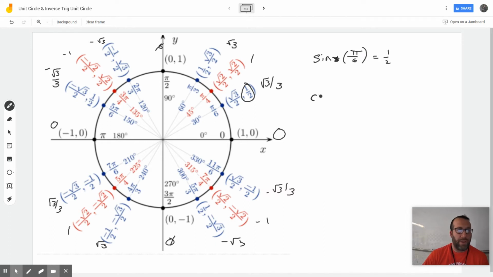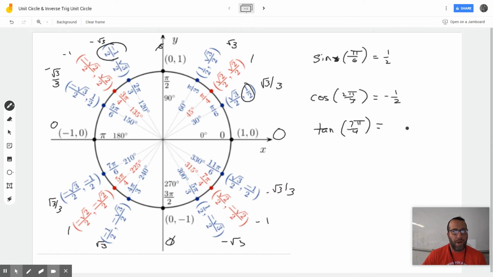All right, or if we did cosine of 2 pi over 3, we would go to the x coordinate, and we would say that that's equal to negative 1/2, and so on. And the tangent values are on the outside. So if I said, what is the tangent of 7 pi over 4? The idea is we go to 7 pi over 4, the tangent is this outside value, and tangent is equal to sine over cosine, so that's equal to negative 1.